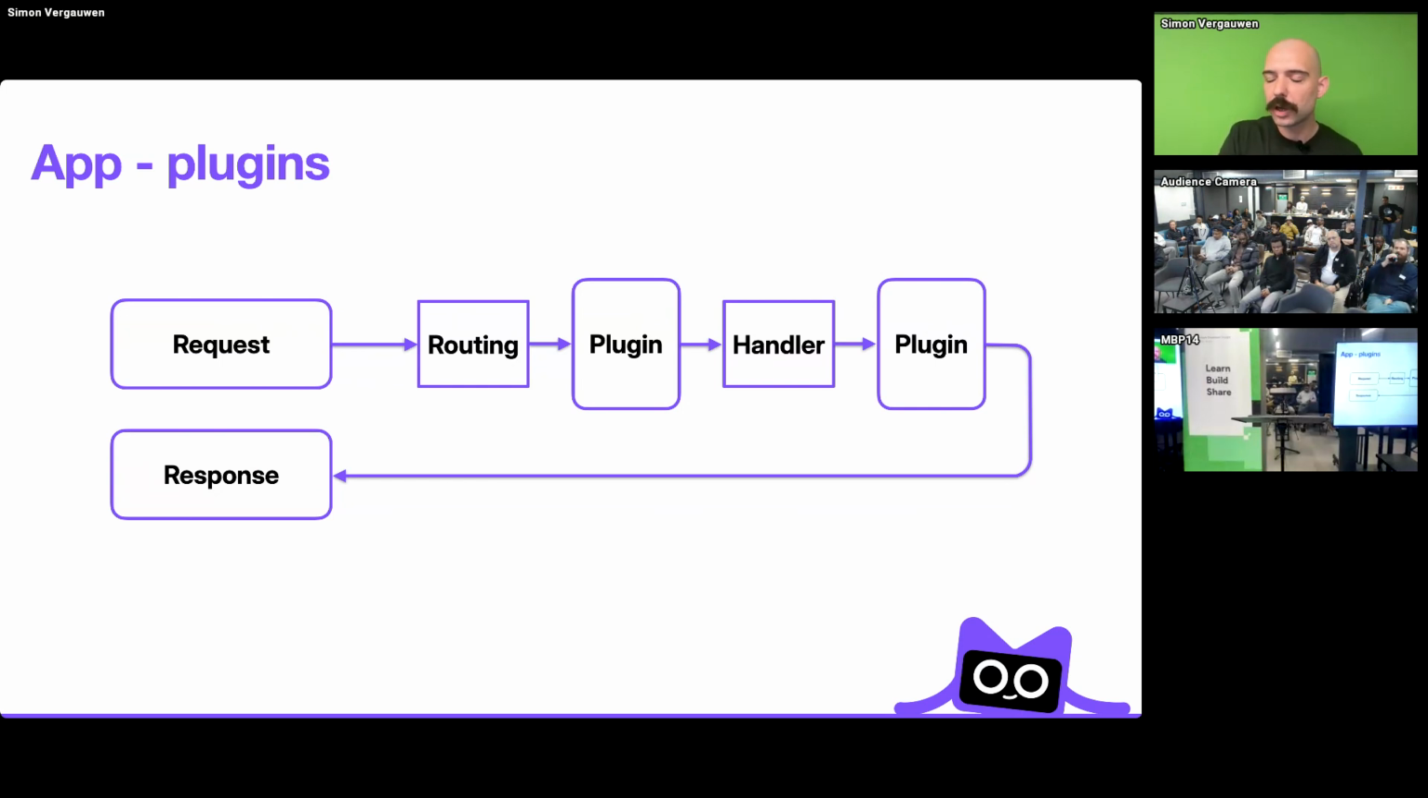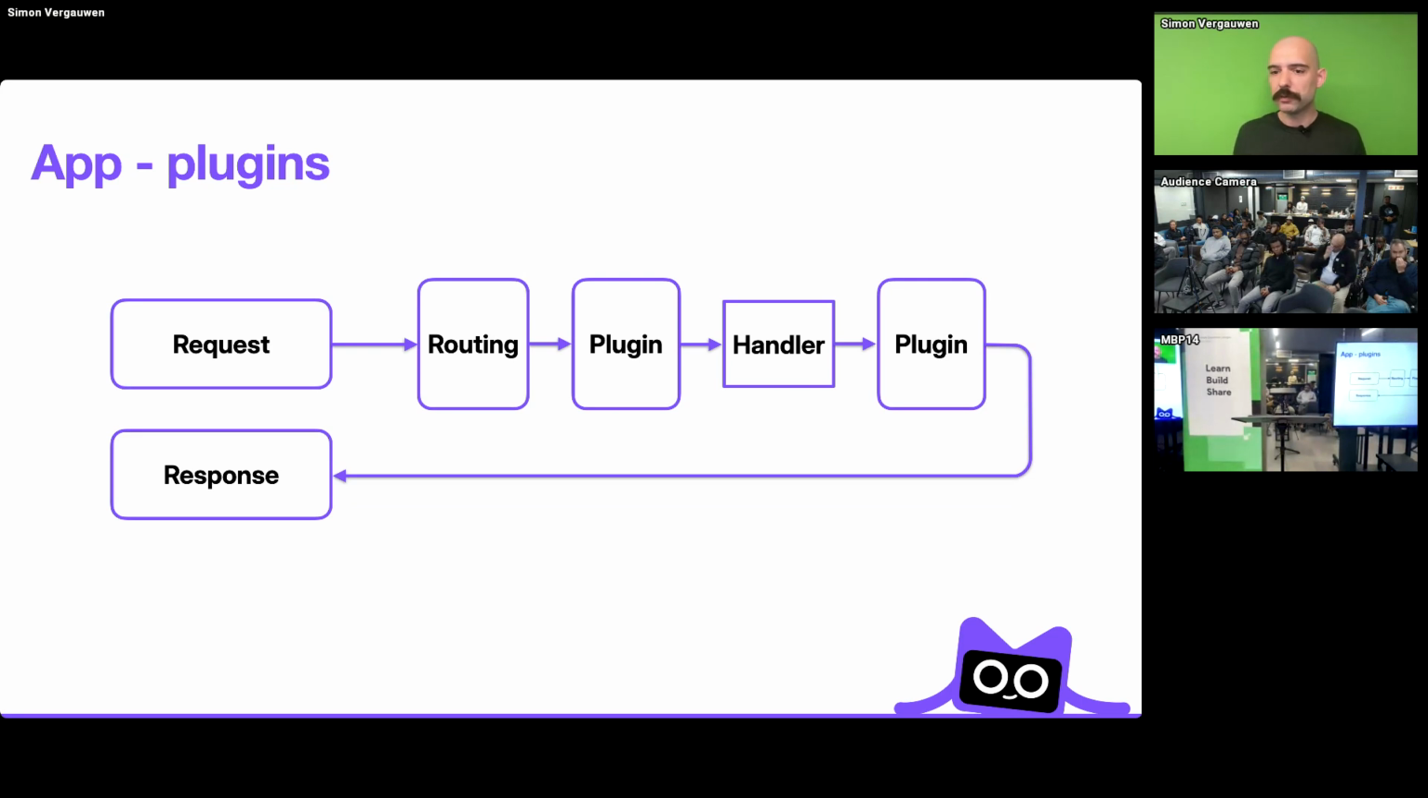So we have the routing block, which is defined by Ktor itself, and it makes sure that the correct function is called. Then you have potentially any plugin that can be installed before the request is handled. The request gets handled, and we can do something after the request was handled, right? So we can intercept before and after. We can wrap handlers.